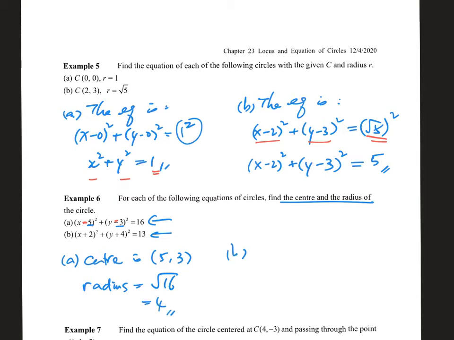Part B would be, now in case it's plus here, then that means the center will have a negative sign, which is (-2, -4). While for the radius, if it's not in a very precise form, you can keep the surd form and write it as the square root of 13.